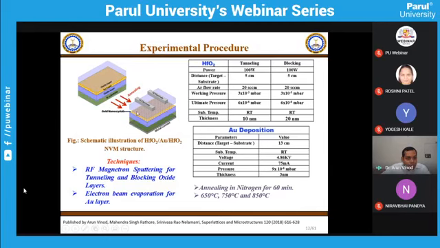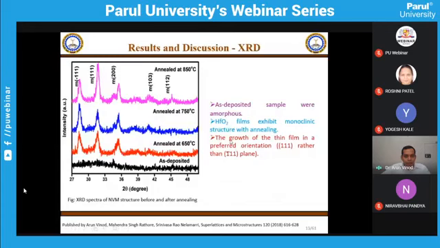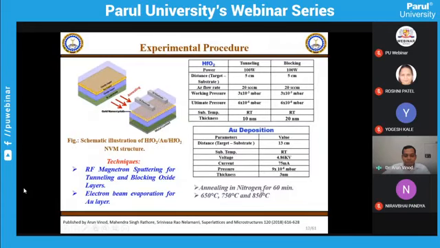The top layer is the oxide, then the gold layer, and the lower layer oxide is the tunneling layer, which allows electrons or holes to tunnel through the small layer. So we deposited the structure, and we have characterized it. Before characterizing, we annealed the sample at 650, 750, 850 degrees Celsius in nitrogen ambience for 60 minutes.